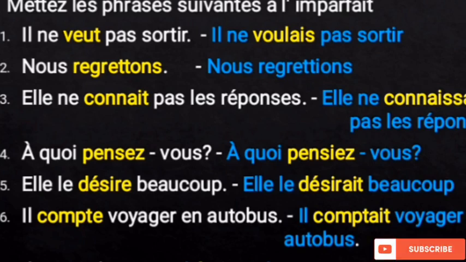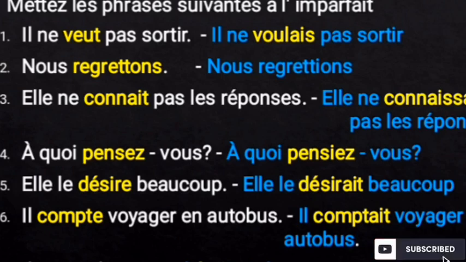Now I've brought this very simple thing. These are present tense on your left hand side, and then you have the imperfect on the right hand side. The aim was just to show you how it is done. We have il ne veut pas sortir. Put it in imperfect, the verb becomes il ne voulait pas sortir. You pick nous voulons, you conjugate it, you're going to have il voulait. Nous regrettons, nous regrettions. Elle ne connaît pas les réponses, elle ne connaissait pas les réponses.